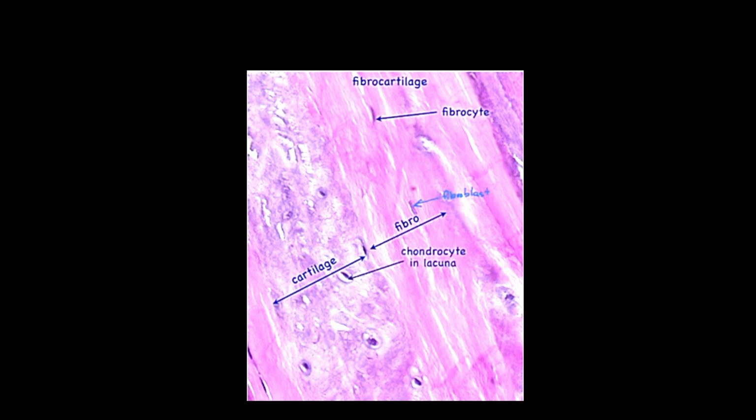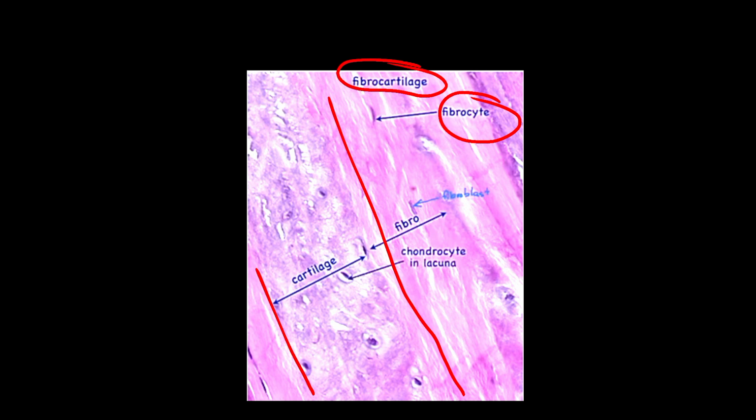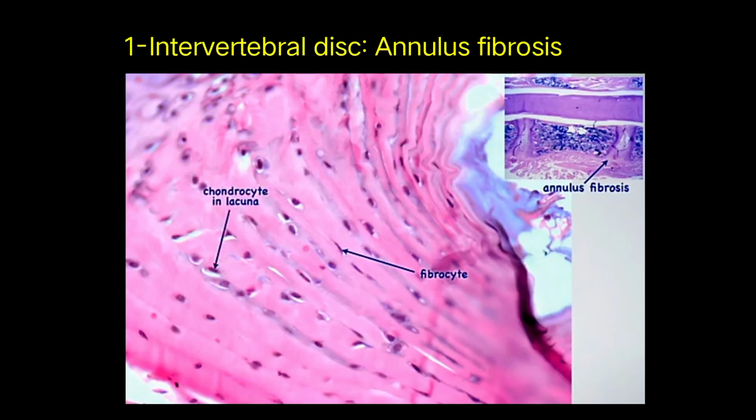After that, we can see in this photograph that this is the cartilage, that is fibrocartilage, and we can find the fibrocytes, which are the spindle-shaped cells. This is the fibrocartilage as a whole, and we can see the chondrocyte sitting in the lacuna, and numerous fibrous structures are there.